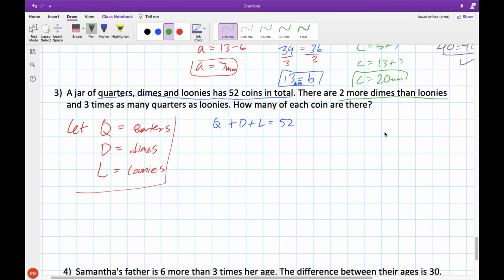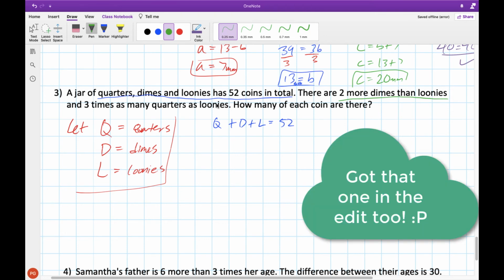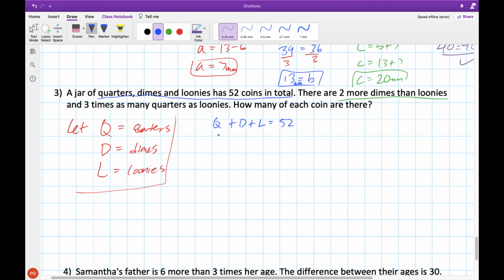So I just made another typo here. My apologies. 2 more dimes than loonies. So again, if this said nickels beforehand and nickels here as well, that should have said loonies. My apologies. So the number of quarters, dimes, and loonies should be equal to 52.